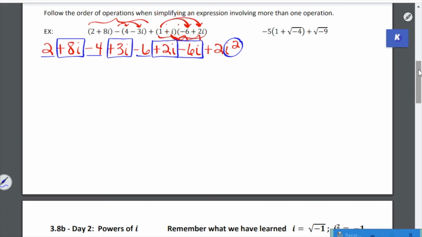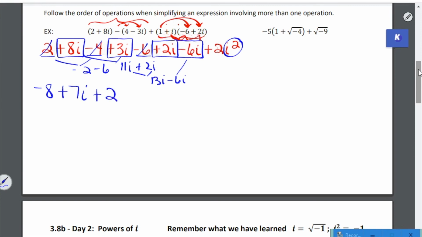So 2 plus negative 4 is negative 2. Okay, right here, negative 2. And then negative 2 and negative 6 gives me a negative 8. Okay, so I've added all of those together. Does that make sense? 2 minus 4 is negative 2 and then negative 6. All right, next one. 8i plus 3i is 11i. And then plus the 2i gives me 13i. And then minus 6i. 13 minus 6i is positive 7i.